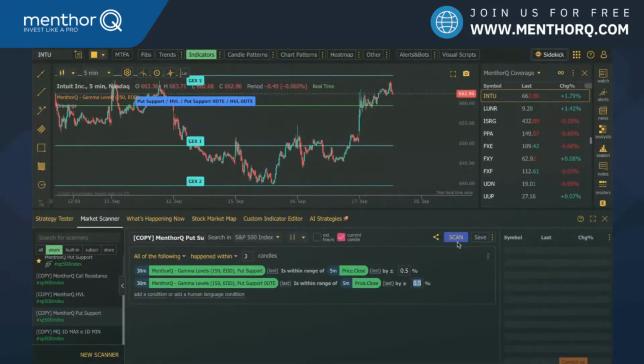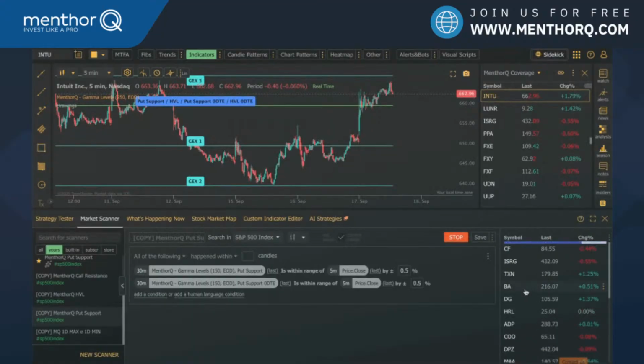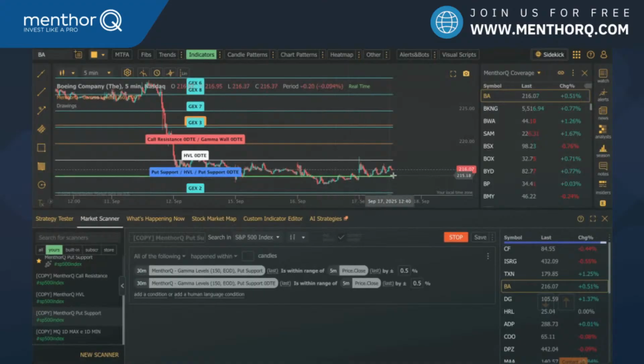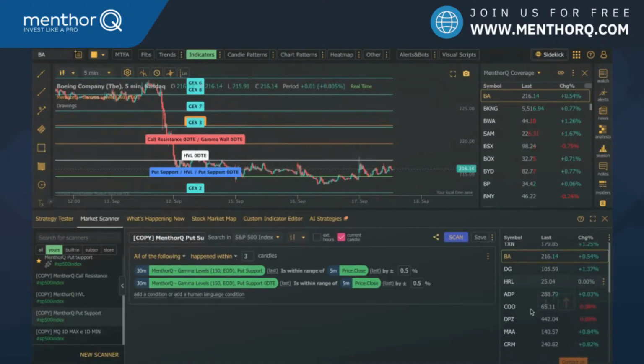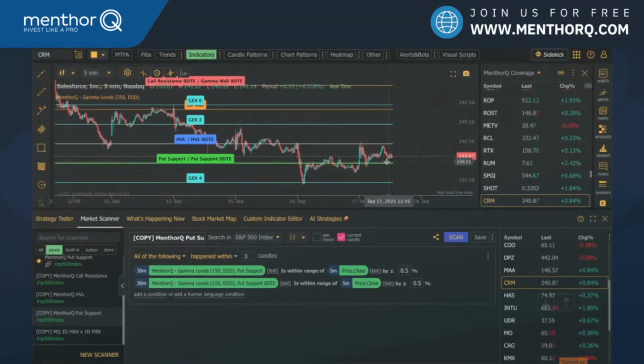You can do the same thing for put support, 1 day max, 1 day minimum, or any of the other levels. In this case, I'm looking at companies approaching my put support. So now you have Boeing, which has been trading around this area. Again, real-time scanning through our data using the TrendSpider application. Now we have CRM. We are approaching put support. Again, look at how the price bounced back and forth through the level. Very, very easy to do with the platform.